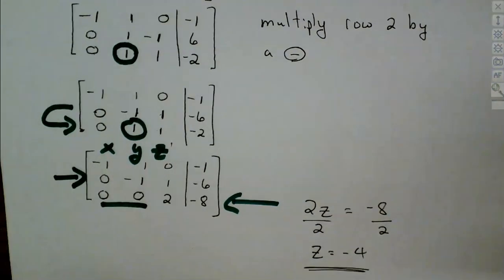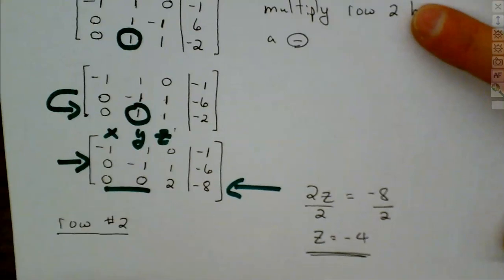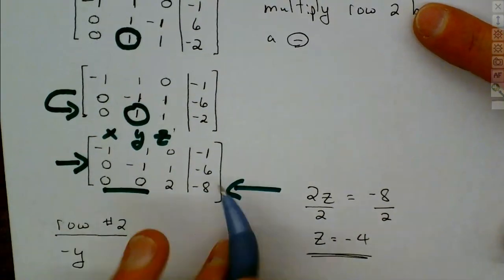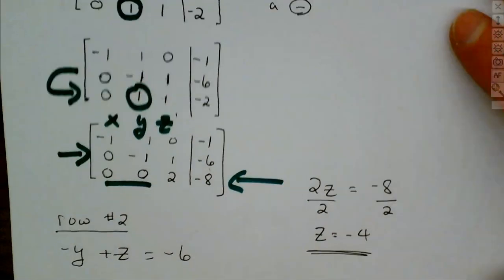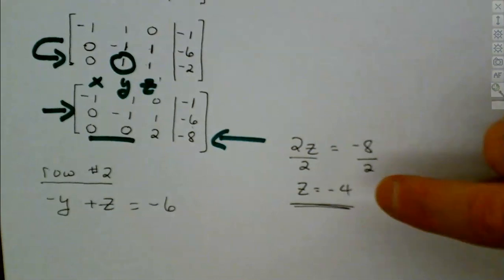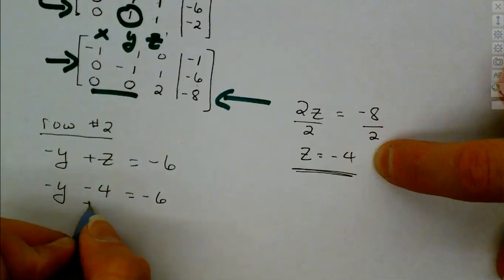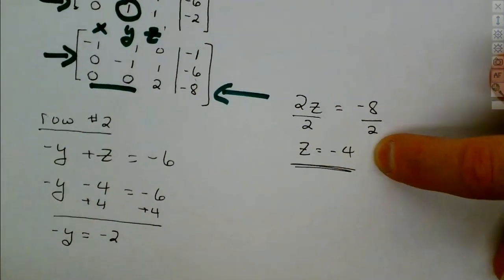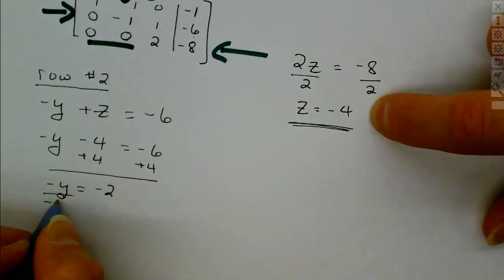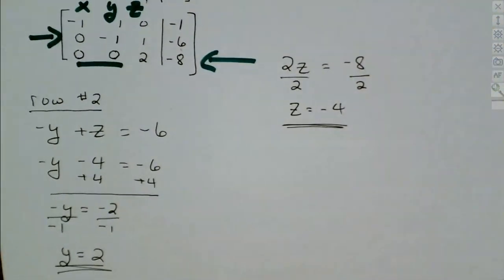Now let's look at our second row. What is the second row as an equation? Just work your way up. Row number 2, minus y plus z equals minus 6. Well, what do we know? Do we know one of the missing variables? Yes. Which variable do we know? Z. What is it? Minus 4. So that's minus y minus 4 equals minus 6. We can now find out the y by adding 4 to each side. And we've got minus y equals minus 2. Divide by a negative 1, and that gives you y equals 2.